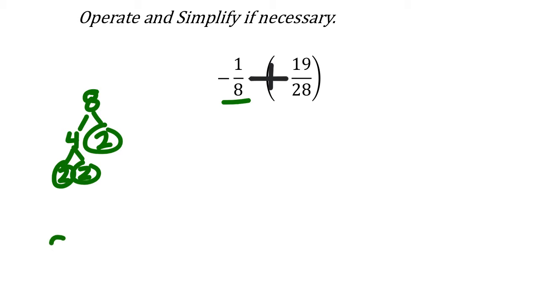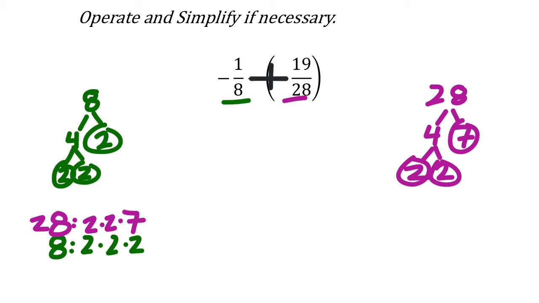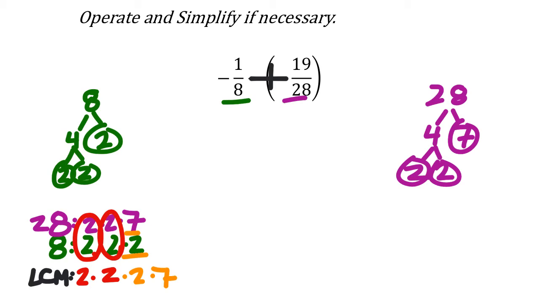So 8 is 2 times 2 times 2. And then 28, and we can do it over here. 28 splits up into 4 and 7. And 4 splits up into 2 and 2. All right, so if I was looking at 28, I have 2 times 2 times 7. So my lowest common multiple, which is going to be my lowest common denominator, comes from all of my common factors, which in this case is just the sets of 2. So that's 2 times 2, and then all my uncommon factors, so times 2 times 7.